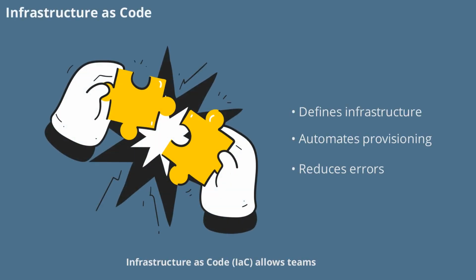Infrastructure as code, IaC, allows teams to define and manage infrastructure using code. Tools like Terraform or CloudFormation automate the provisioning and configuration of servers, networks, and databases. This approach increases consistency and reduces manual errors.